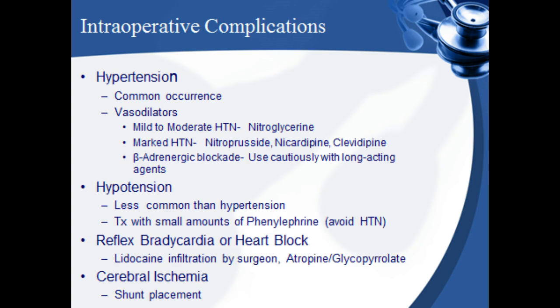Under intraoperative complications, hypertension is very common. You must administer an intravenous vasodilator to combat the hypertension. Nitroglycerin is used for mild to moderate hypertension because of its beneficial effects on coronary circulation. If you have marked hypertension, use more potent agents such as nicardipine, nitroprusside, clevidipine. Beta-adrenergic blockade facilitates management of hypertension and prevents reflex tachycardia from vasodilators, but should be used with caution, especially when using your longer-acting agents. If you have hypotension, you're going to treat that with a vasopressor. Phenylephrine is considered the vasopressor of choice by many clinicians for this surgery, but you want to make sure you give it in small increments to avoid hypertension.